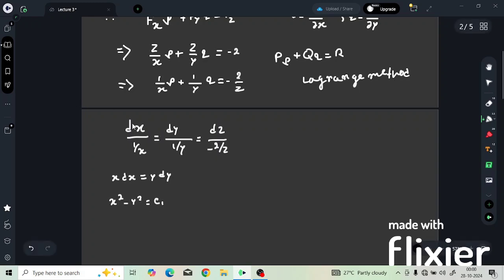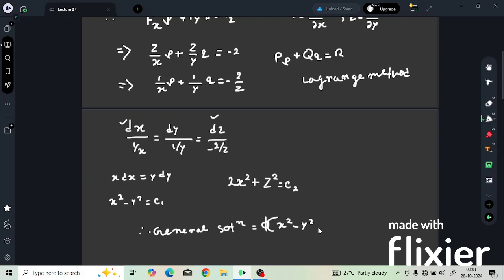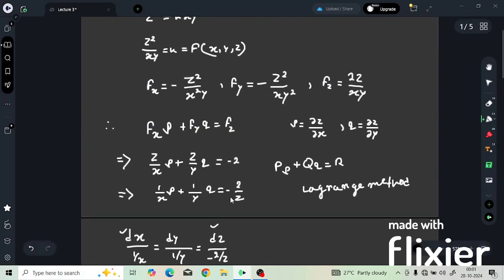Now, I will take the first one and the third one. From this, I will get, after integrating, 2x square plus z square is equal to c2, where c1 and c2 are arbitrary constants. Now, if we get two solutions using the Lagrange method, we can write the general solution as phi of x square minus y square, comma 2x square plus z square. This is the equation of the family of surfaces which are perpendicular to z square equals to kxy.